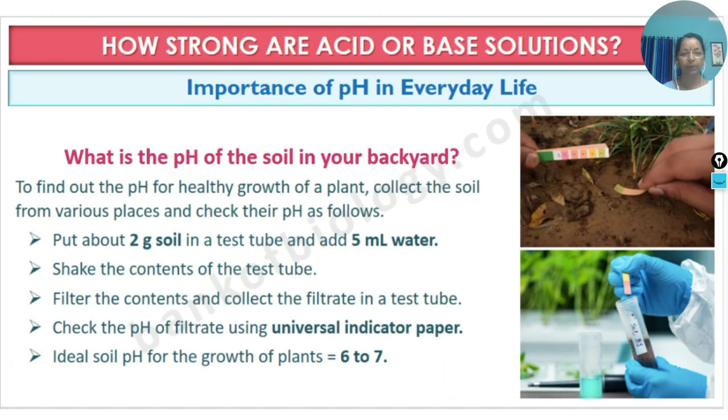Then it is talking about soil in our backyard. We can test the nature of our soil in our backyard by collecting a small amount of soil, nearly 2 gram, then dissolving that in 5 ml of water, filtering it, taking the filtrate and testing that solution with the pH paper. Then if the pH is below 6 or above 7, we have to do something with the soil, because the ideal soil pH for the growth of plants is 6 to 7. So that is the importance of pH. We know plants are highly sensitive, and grow well in the pH range of 6 to 7. Below 6 and above 7 is not good for plants and shows some problems in the growth and the yield.